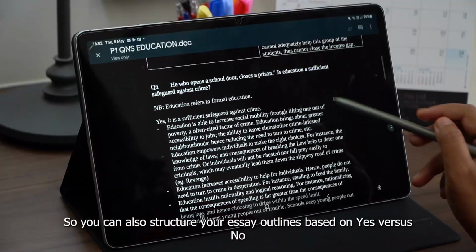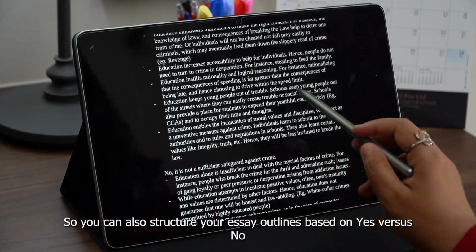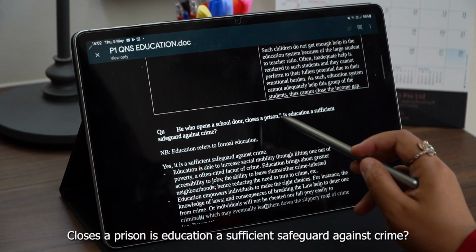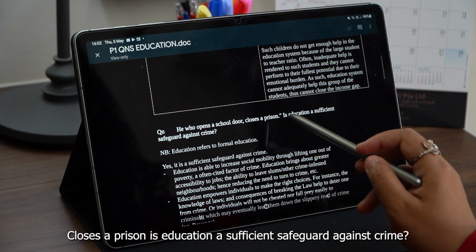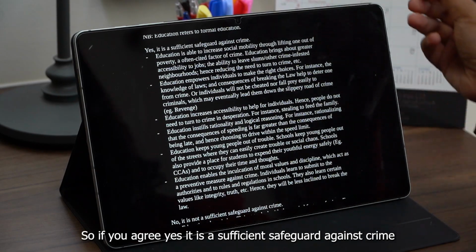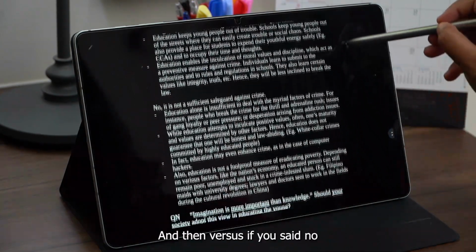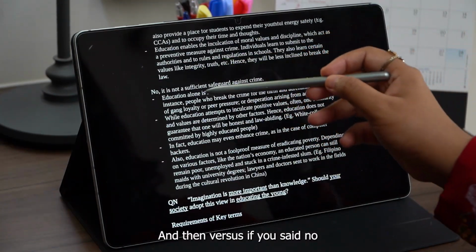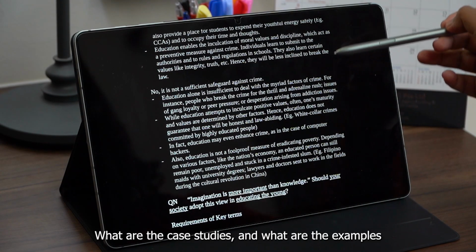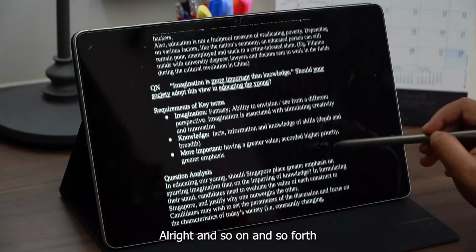You can also structure your essay outlines based on yes versus no. What is your standpoint? For example, he who opens a school door closes a prison. Is education a sufficient safeguard against crime? If you agree, yes, it is a sufficient safeguard against crime, what are the case studies or examples you would use in bullet points? Versus if you said no, it is not a sufficient safeguard against crime, what are the bullet points? What are the case studies? And what are the examples based on your research? All right, and so on and so forth.